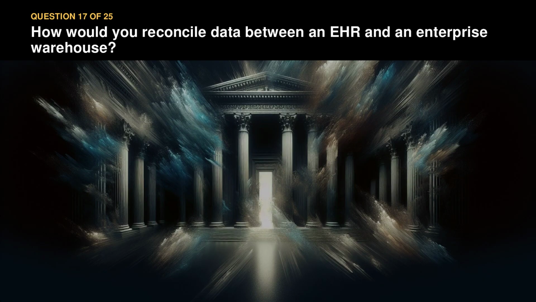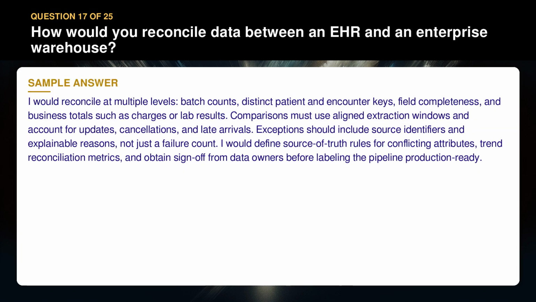Question 17. How would you reconcile data between an EHR and an enterprise warehouse? I would reconcile at multiple levels: batch counts, distinct patient and encounter keys, field completeness, and business totals such as charges or lab results. Comparisons must use aligned extraction windows and account for updates, cancellations, and late arrivals. Exceptions should include source identifiers and explainable reasons, not just a failure count.